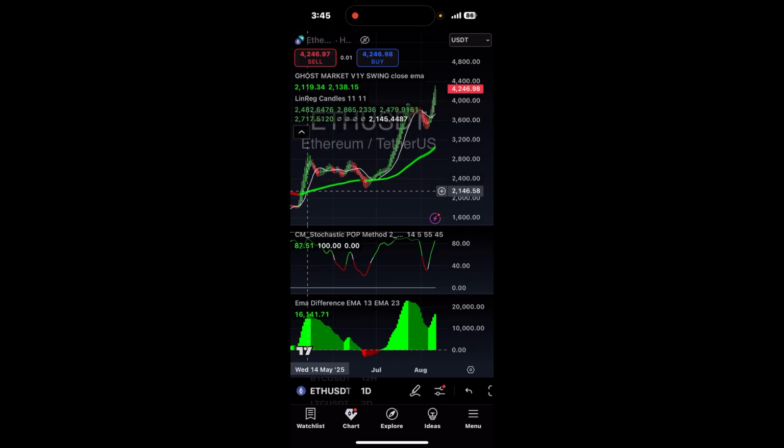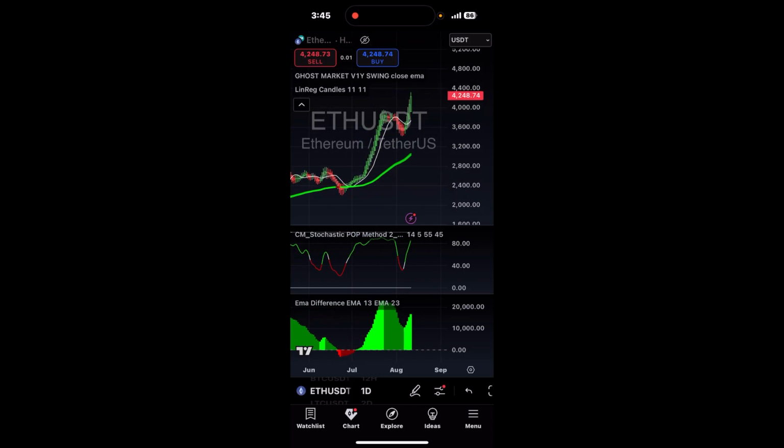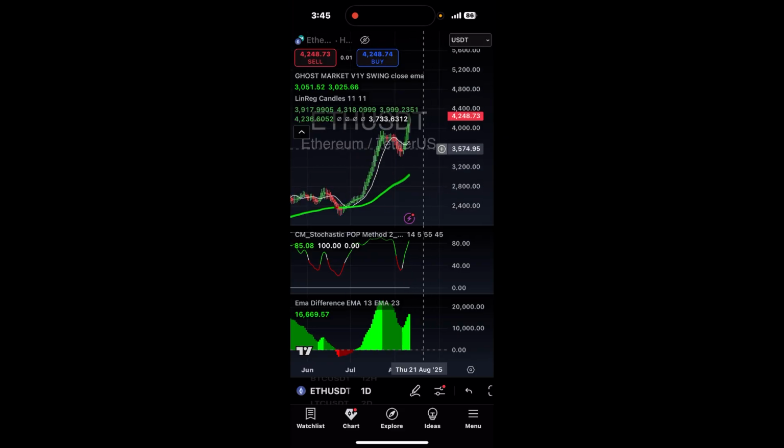Looking at this on the day, you could have got in right here and closed the trade right about here. A little bit sideways here. And then you see it come right back up through here. There's another trade. And it pulled back a bit, and it comes back up here. You see the candle come right back up through the plot line.